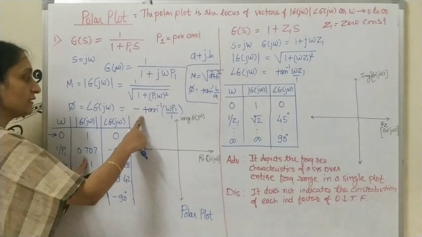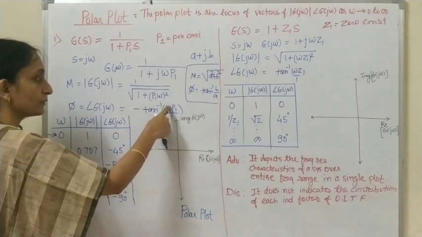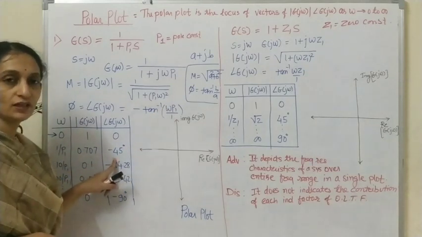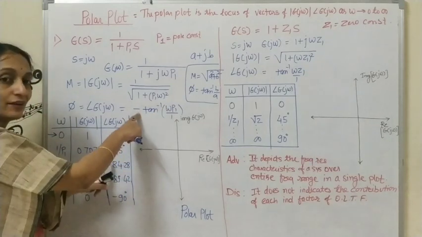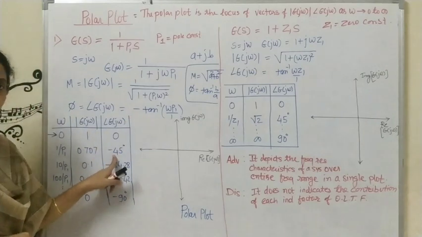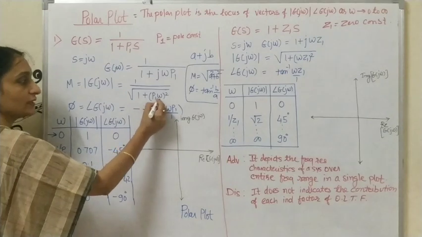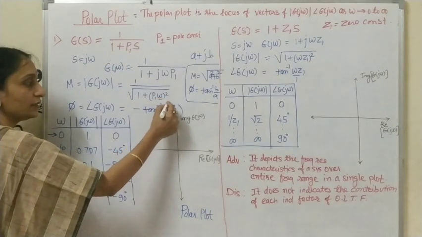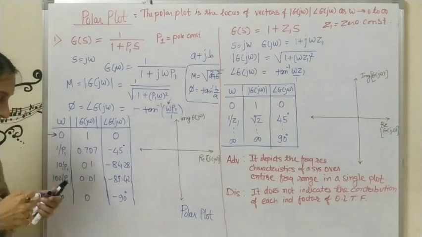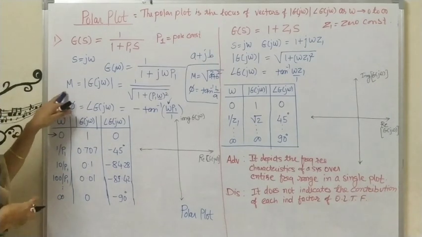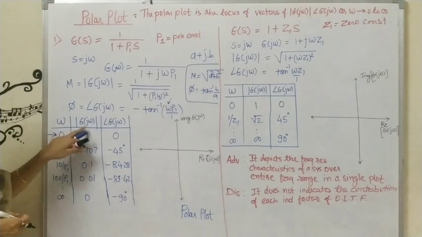And here tan inverse of this, P1 will get cancelled, and tan inverse of 1 is actually 45 degree, but here negative sign is there, so this is minus 45 degree. I hope you are getting what I am doing. I am just varying the value of omega in magnitude as well as in angle, and accordingly I am calculating the value of magnitude and phi, that is m and phi.